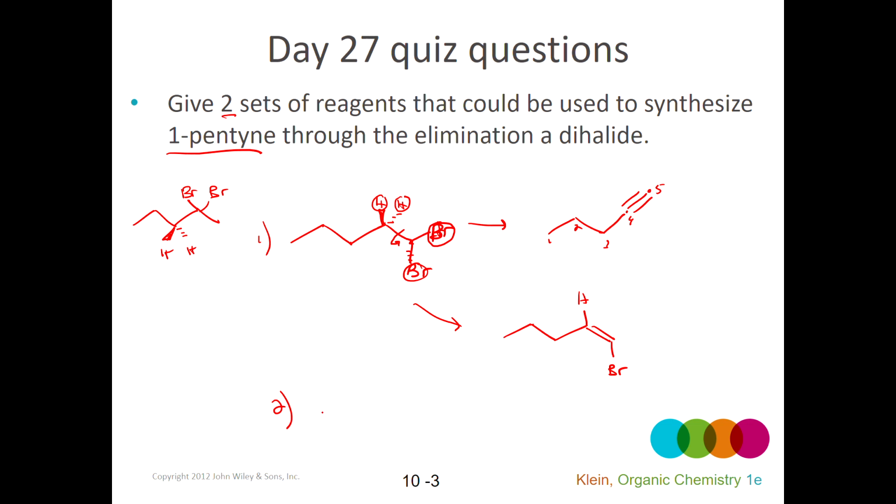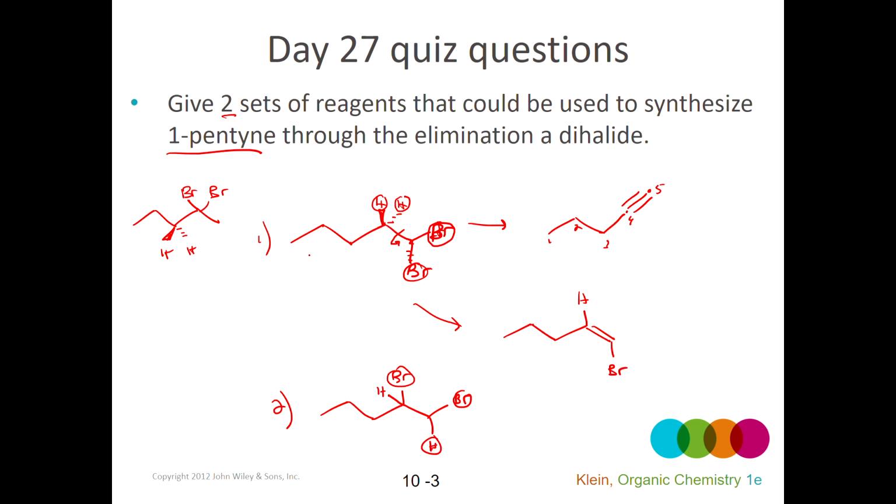Alternatively, you could put the halides on adjacent carbons. I'd still want one on the end, and then I'd want one here. So this hydrogen would be anti to this bromide, and then the other bromide would have to rotate to a position where it's anti to this hydrogen. And then I could still do the elimination and get the triple bond in the correct position. So either of these options would potentially work.